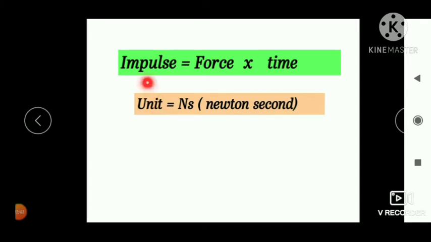Then what is the unit of this impulse? Yes, impulse means force into time. Then the unit of impulse is unit of force into unit of time. So what is the unit of force? Unit of force is Newton. Unit of time is second. So the unit of impulse is Newton second. So what is the unit of impulse? Newton second is the unit of impulse.